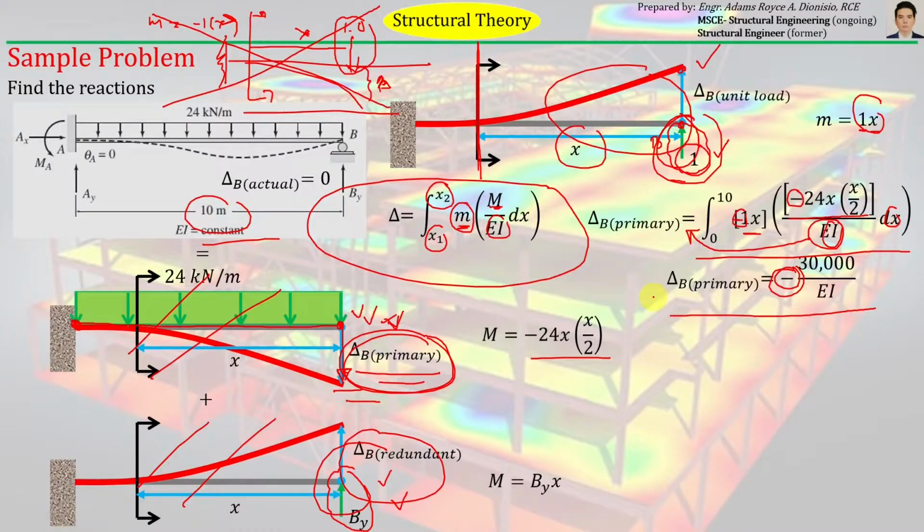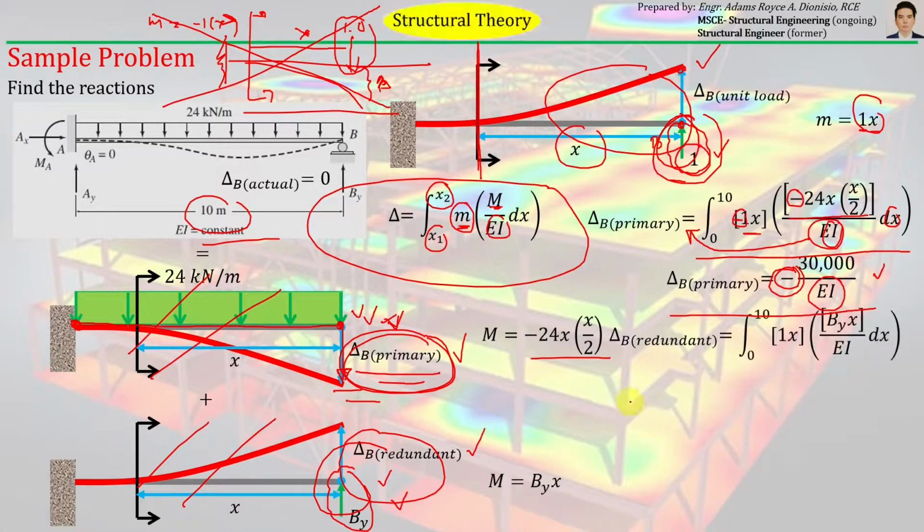Okay, so that is the magnitude of the primary deflection, 30,000 over EI. If you have a value of EI, you can substitute it here to get the actual deflection. But for this particular example, it is not recommended to actually solve for EI, because later on, as you can see, it will just cancel out. Okay, since we are now finished with the primary deflection, let's move on to the redundant deflection.